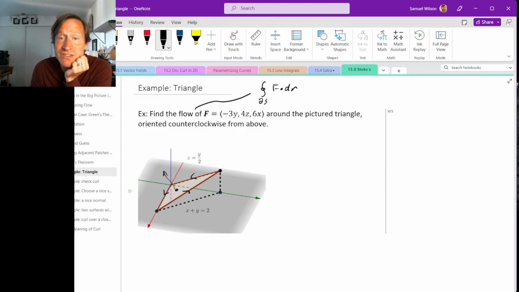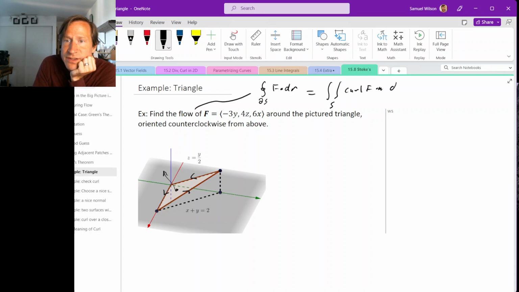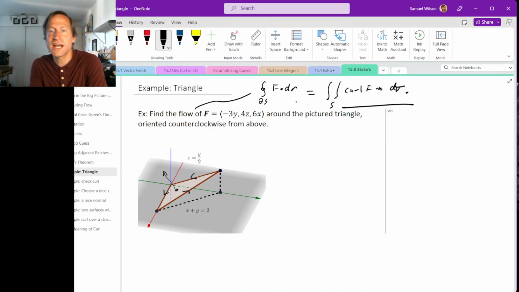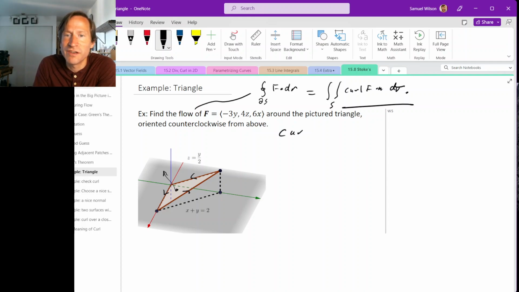Let's see how it works out if we use Stokes' theorem, because Stokes' theorem says that this flow integral we're looking for is also the integral over the surface itself of the curl of F dot n d sigma. Okay, so let's work out this line integral. I guess to start with, let's find the curl of F. You never know what is going to happen if you find the curl of your vector field.